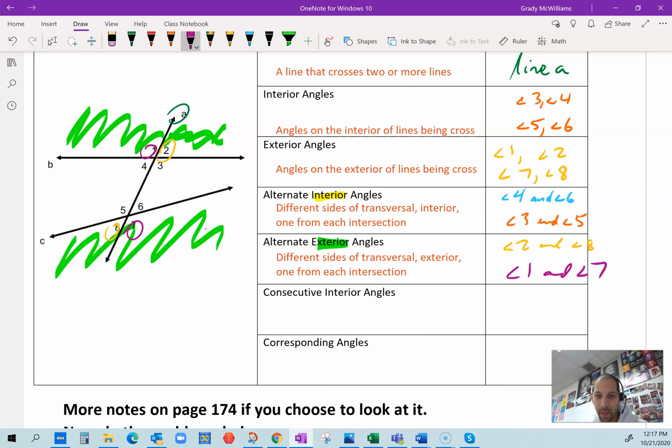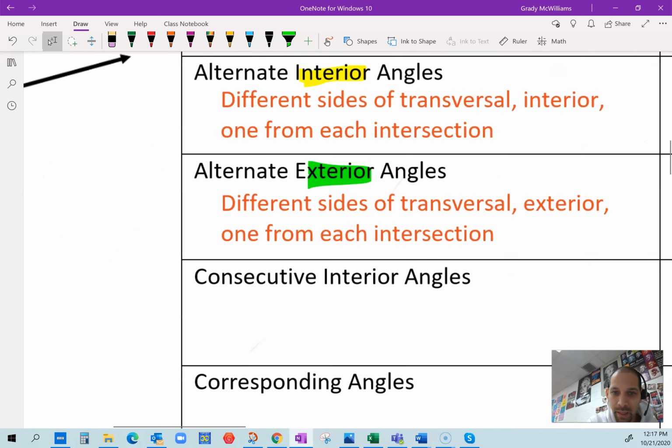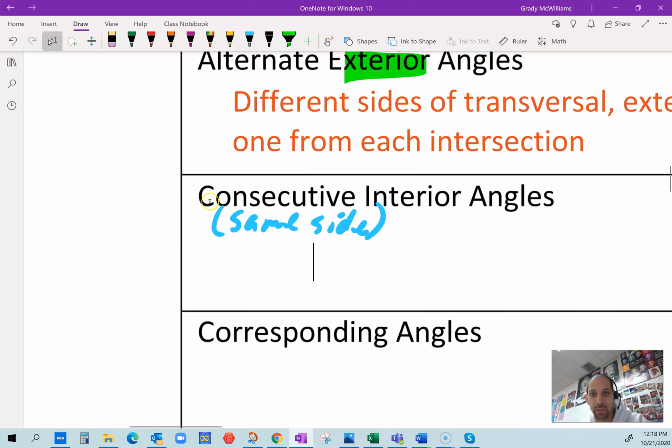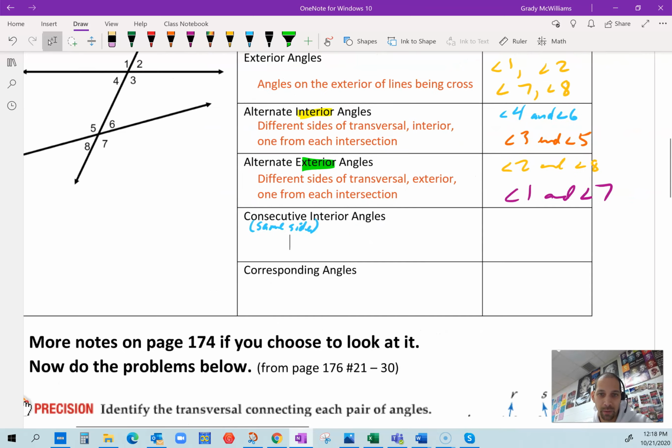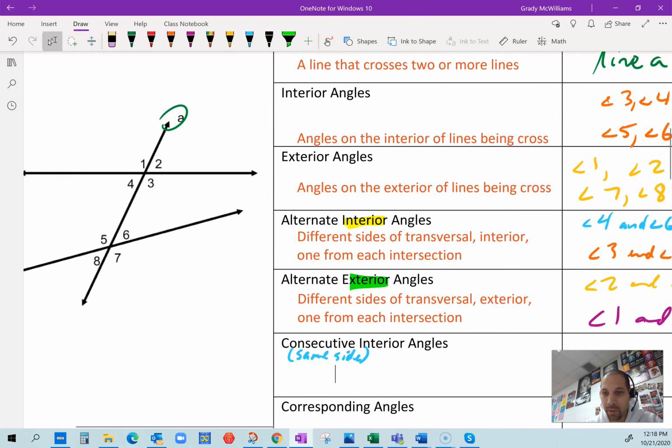All right. Now consecutive interior. Consecutive interior angles are going to be on the same side. Consecutive means same side, and in some books this is called same side interior. Some books, some teachers, some worksheets call it same side interior angles. We're going to go with consecutive interior angles, but they mean the same thing. They have to be on the same side, on the interior, one from each intersection.